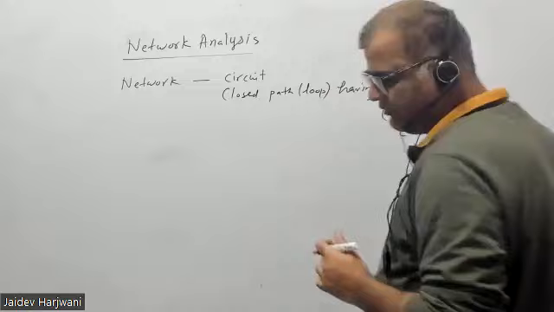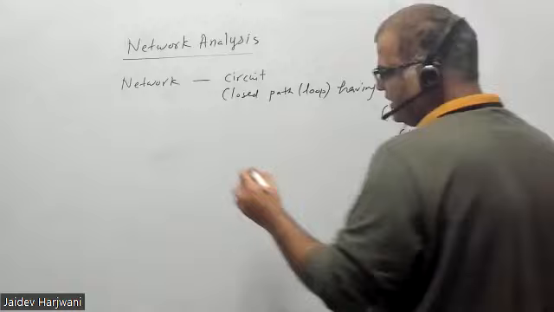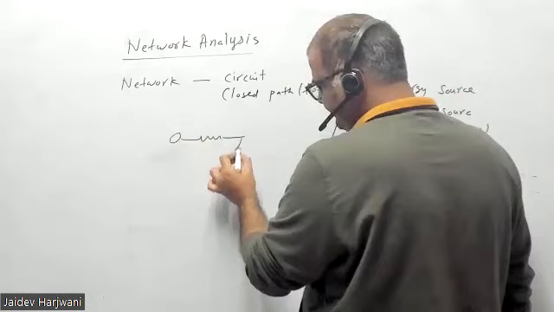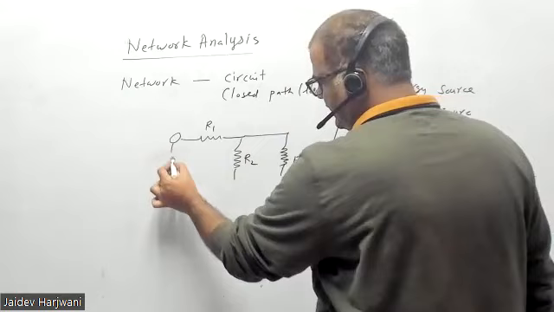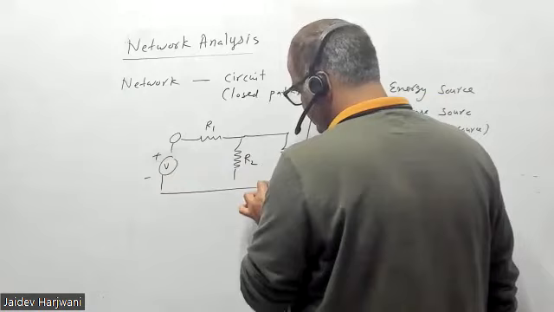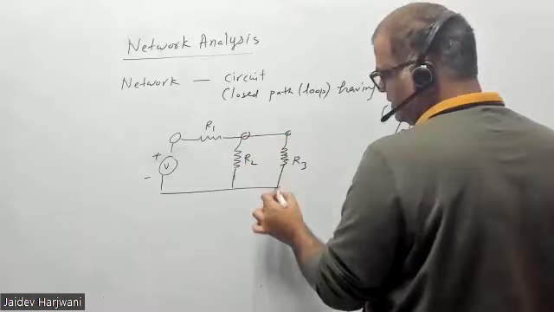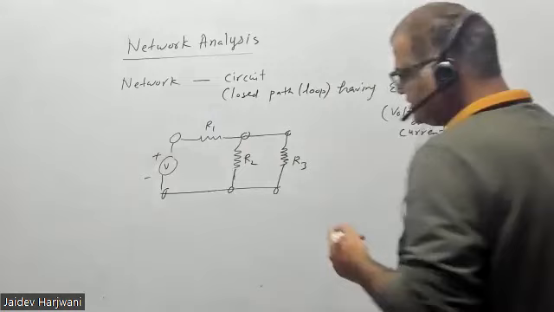For example, let me draw a network. Suppose you have a circuit. This is R1, this is your R2, this is your R3. I am keeping an energy source here. Basically, if you see this circuit, it has an open terminal also.